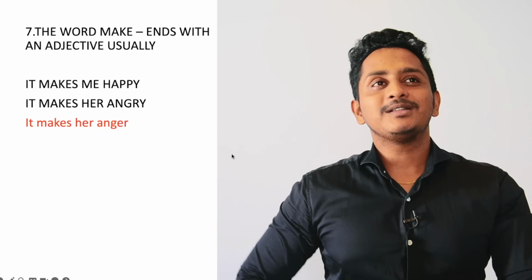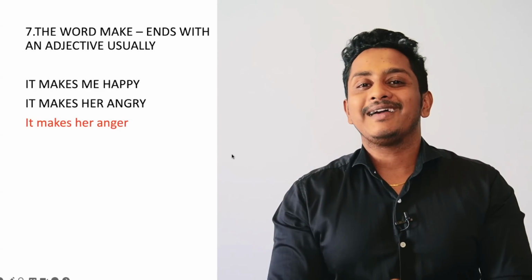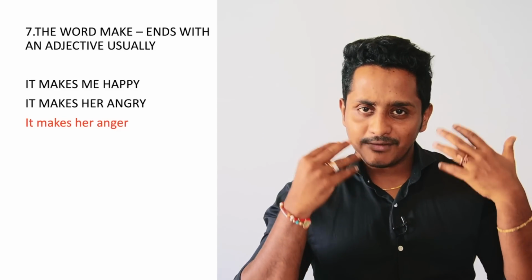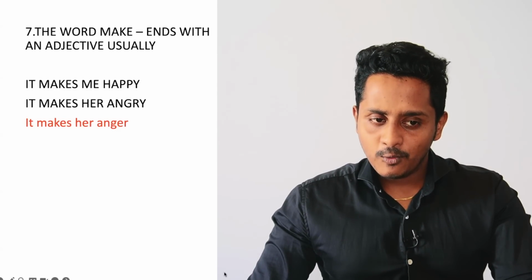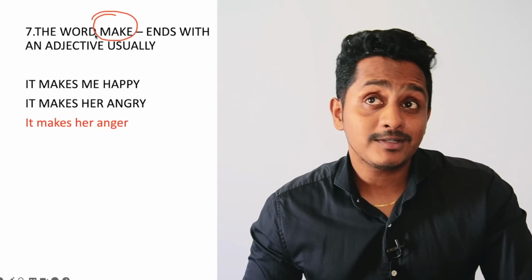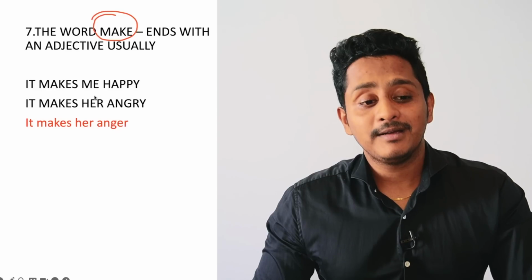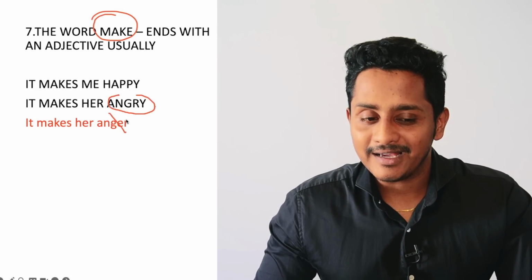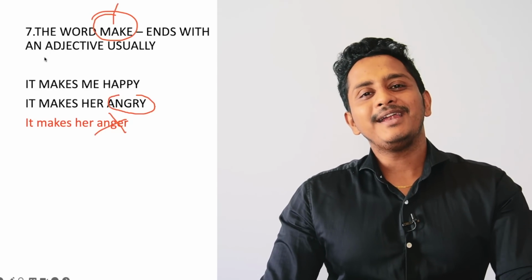So quickly move on to the 7th new grammar shortcut. Remember this based on our observation in the PTE exam. Whenever the word "make" comes, it makes him happy. It makes you sad. It makes you cry. It makes him angry, not anger. After "make", the word ends in an adjective.